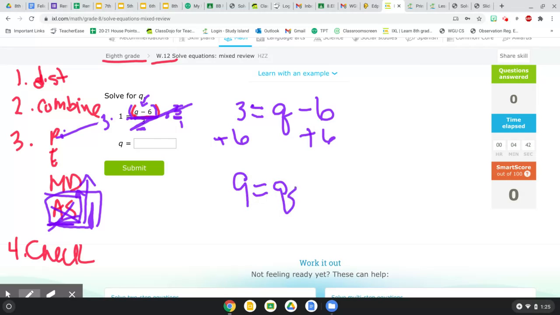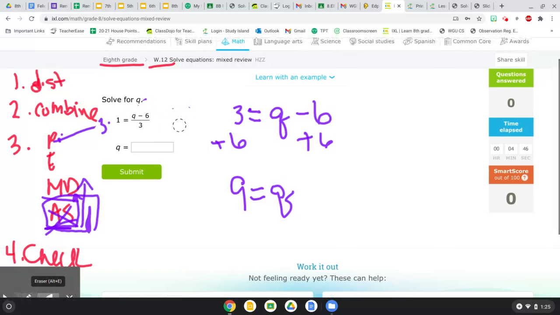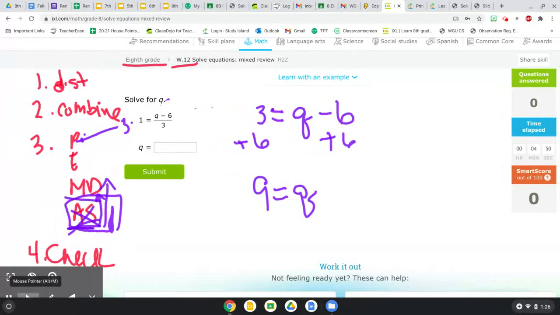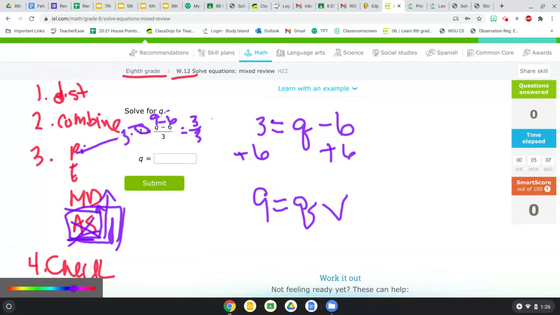If I want to check that real quick, let me get rid of some of this work over here. So I'm on step 4, checking. If Q is 9, I would say 9 minus 6, well, that gives me 3. 3 over 3, well, yeah, that's equivalent to 1. So I know that this checks out, meaning Q is, in fact, 9.